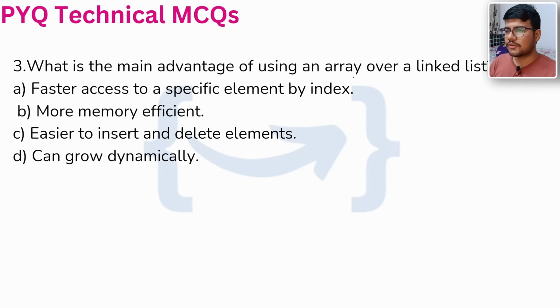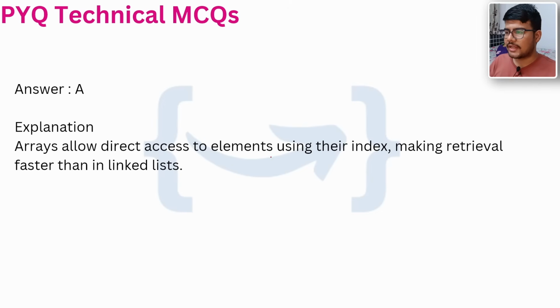What is the main advantage of using an array over a linked list? We all know, isn't it? The index one: faster access to a specific element by index. That is the main thing, because in a linked list, we don't have indices or index values. Here in an array, we have indexes which help us find any element. If we know that the element is present at the 5th index, we can just write array of 5 and you will get that element in O(1) time. So an array allows direct access to elements using their index, making retrieval faster than in a linked list.